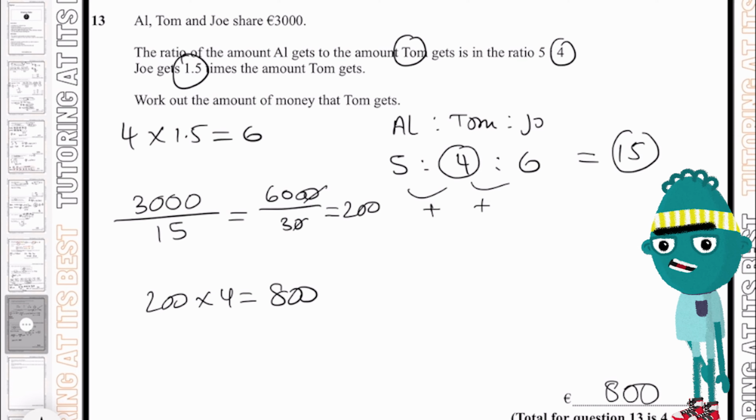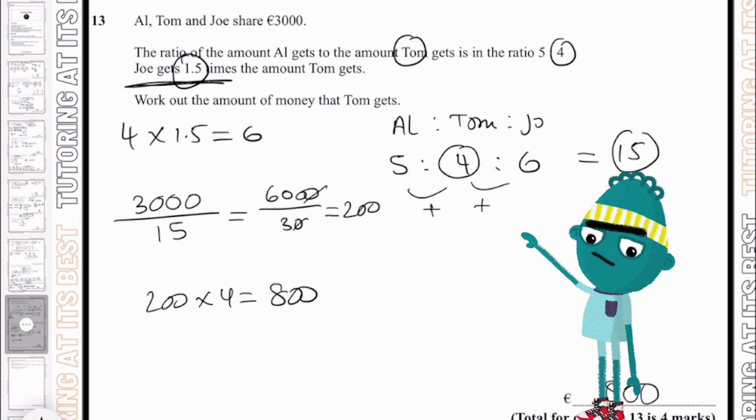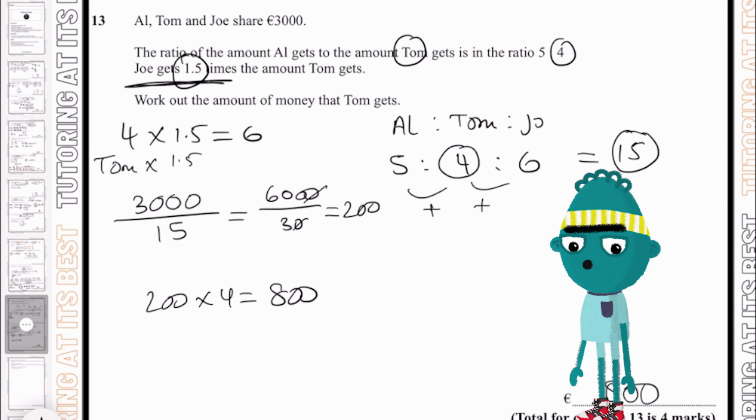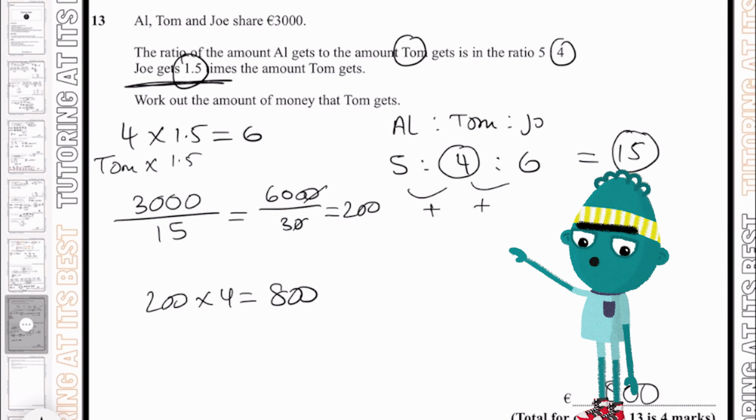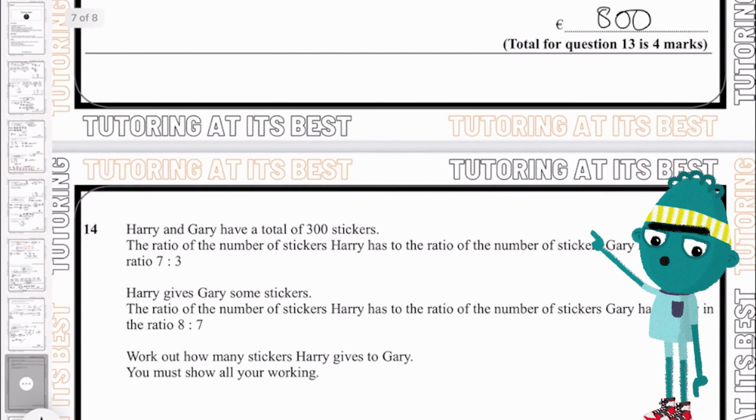So what have I done? I found out that Joe gets 1.5 times the amount of Tom does. So we have Tom times 1.5. We then put the ratios together and added them, which gave us 15, before dividing it by 3000 and then timesing it by Tom. And there we are. Okay, we have 2 questions left.